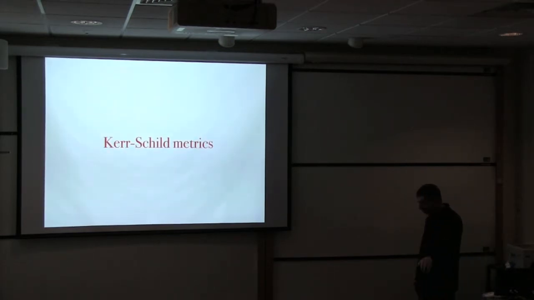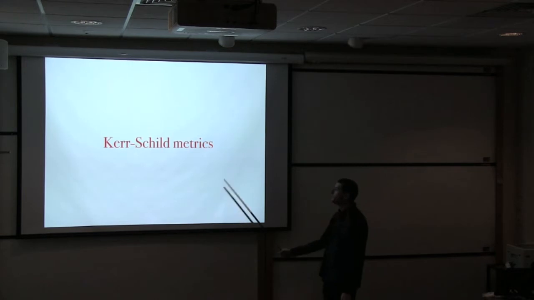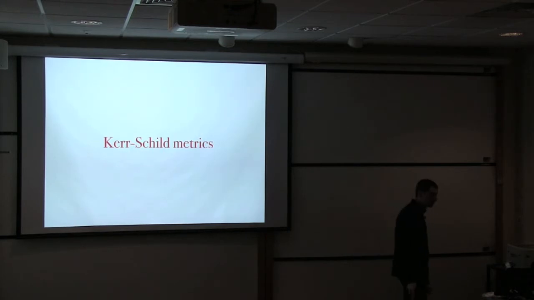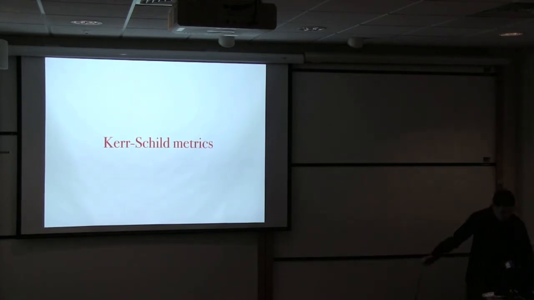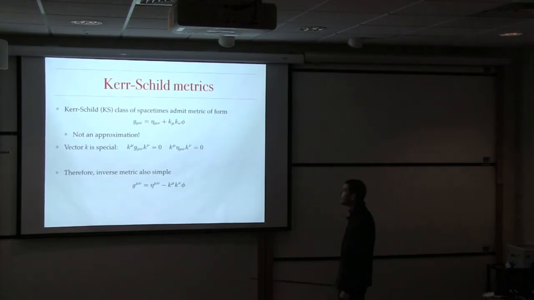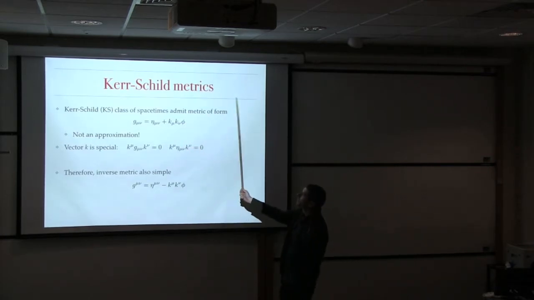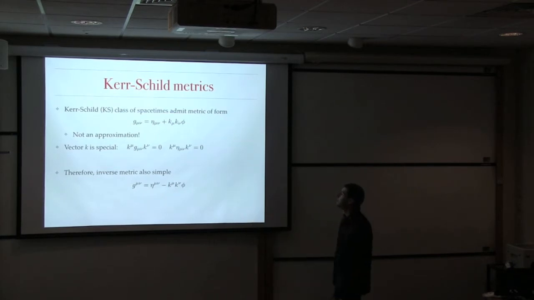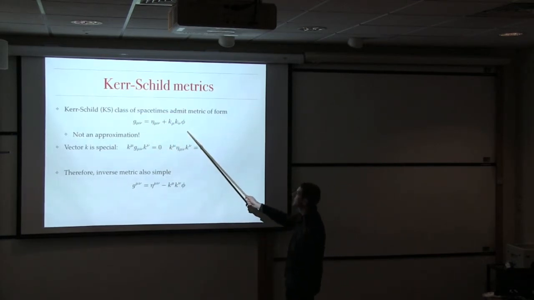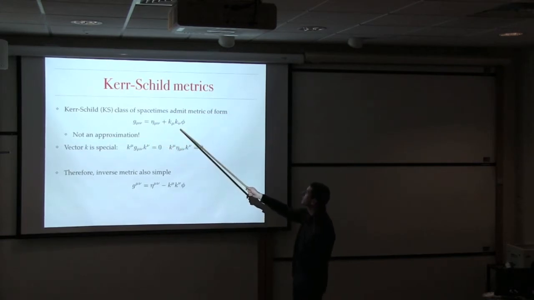Okay, well now, having reviewed this stuff, let me move on to what may first seem like a completely disconnected topic, which are the Kerr-Schild metrics in general relativity. These Kerr-Schild metrics are metrics for a class of spacetimes. So these spacetimes have the property that you can write the metric in this form.